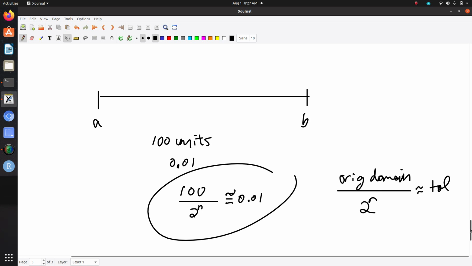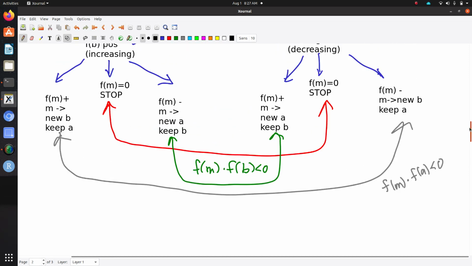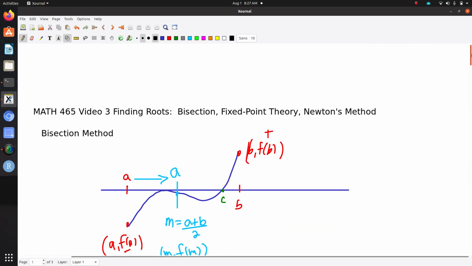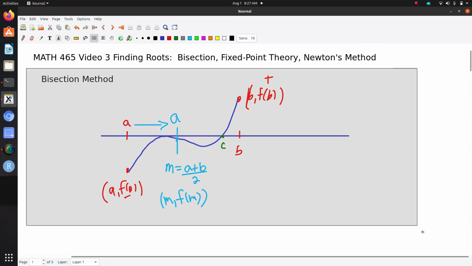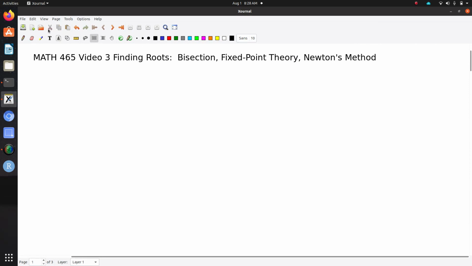Okay, and that's all I need to talk about for the bisection method. Not binomial. Why am I thinking binomial? Bisection method, or binary, or bisection. Okay. Now, fixed point theory. This is what we're doing next.